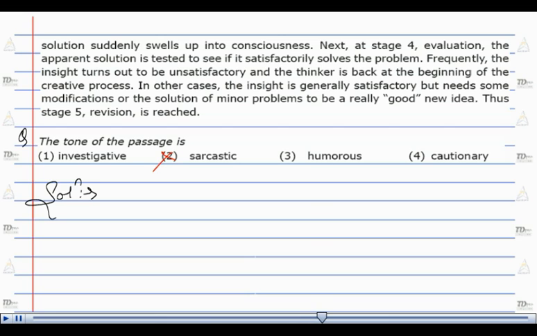Option number 3, humorous. Now here the study was involved and we cannot say that humorous was the tone. Option number 3 is incorrect. Similarly, option number 4, cautionary, would be a very strong word. Here the whole process was indeed investigative rather than cautionary. Option number 4 is incorrect. The correct answer here is option number 1.